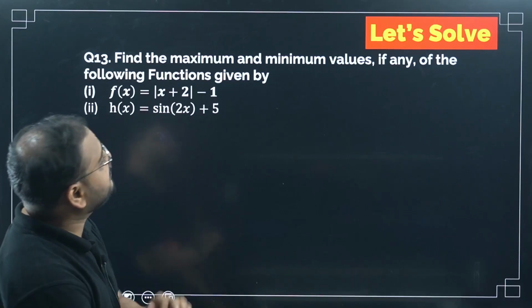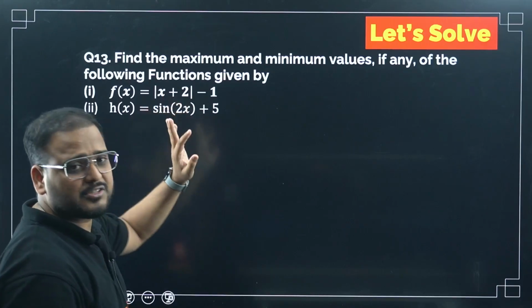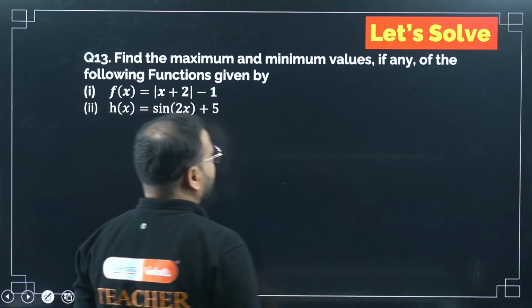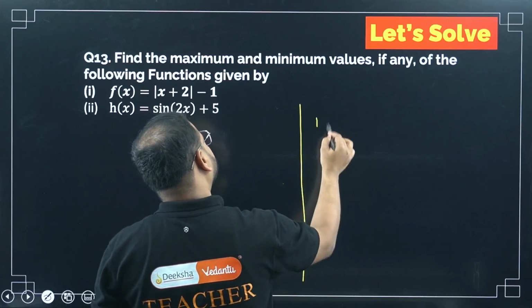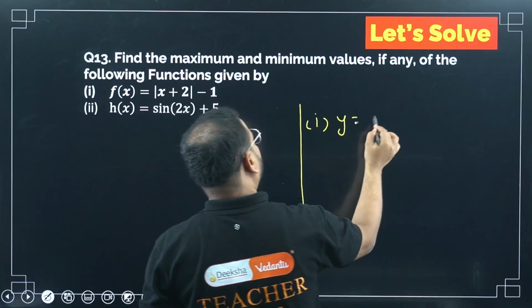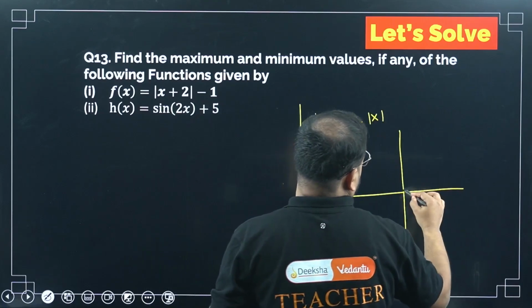Find the maximum and minimum values, if any, for the following functions. Modulus function, simplest ever. How will you solve this modulus function? For modulus, I don't take anything, I just take the graph. First, y equals mod x I will take. What's the graph going to look like?